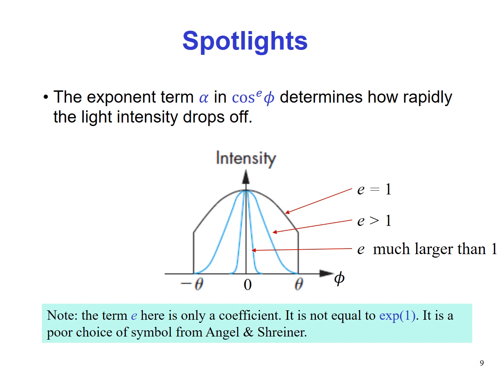As we can see here, if we set e equal to 1, we get slow attenuation, and the intensity curve drops slowly. But if we increase the value of e from 1, the drop in intensity is dramatic, it's fast. But in either case, it doesn't go beyond plus minus theta. So that's the cutoff region, and this is how the light source becomes a spotlight.